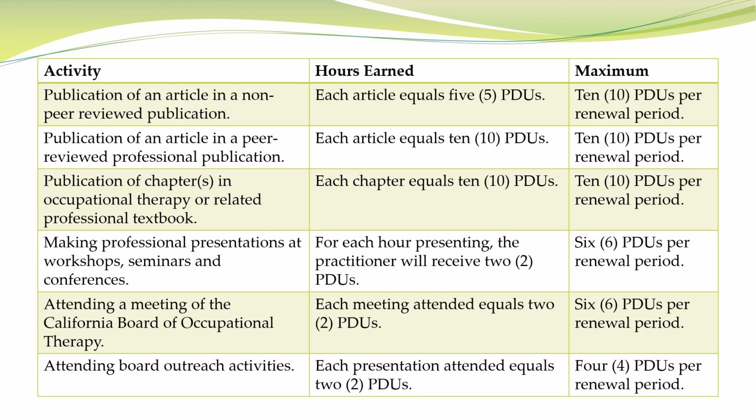Publication of an article in a non-peer reviewed publication. Each article equals 5 PDUs with a maximum of 10. Publication of an article in a peer-reviewed professional publication. Each article equals 10 PDUs with a maximum of 10. Publication of chapters in an occupational therapy or related professional textbook. Each chapter equals 10 PDUs, with a maximum of 10 per renewal period.